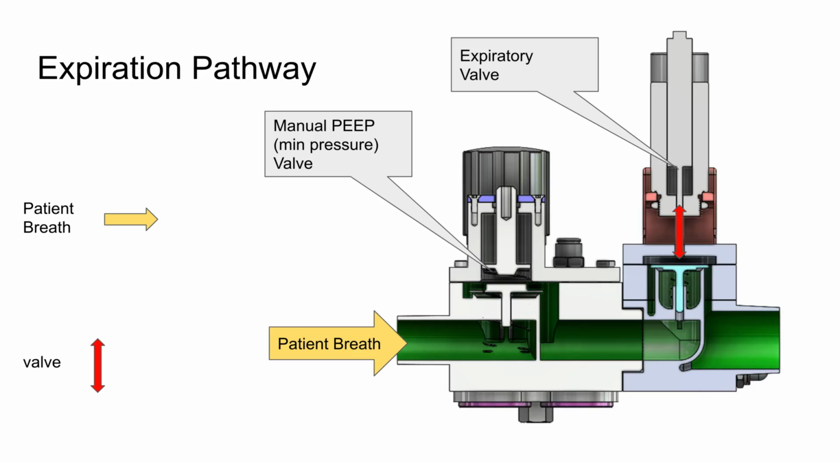This is the exhalation pathway shown in green, and the patient's breath is now yellow. The pathway has two valves, one called PEEP, which ensures a minimum pressure that prevents the patient's lungs from ever collapsing, and the expiratory valve, which opens up to start exhalation. It operates up and down like the other valve.